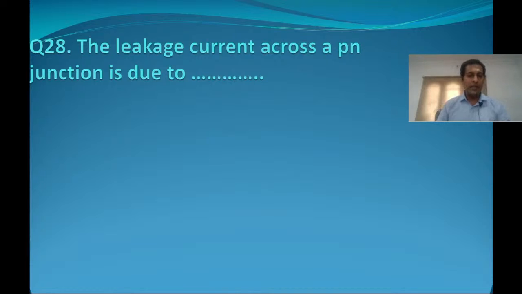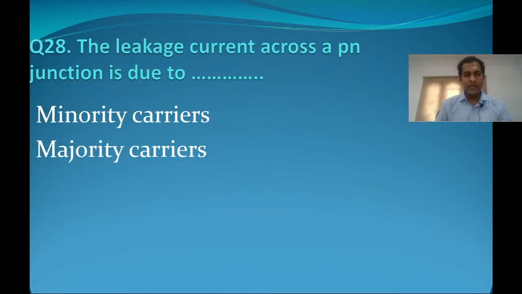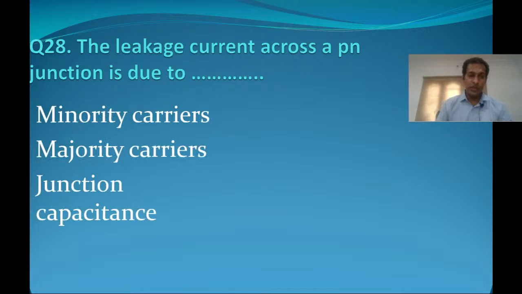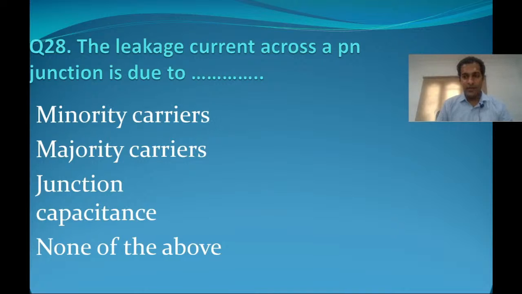Next question is, the leakage current across a p-n junction is due to dash dash. We get some amount of leakage current across the junction. Either it is due to minority carriers, majority carriers, junction capacitance, or none. So directly we have rolled the answer here. Let us discuss the logic behind this.